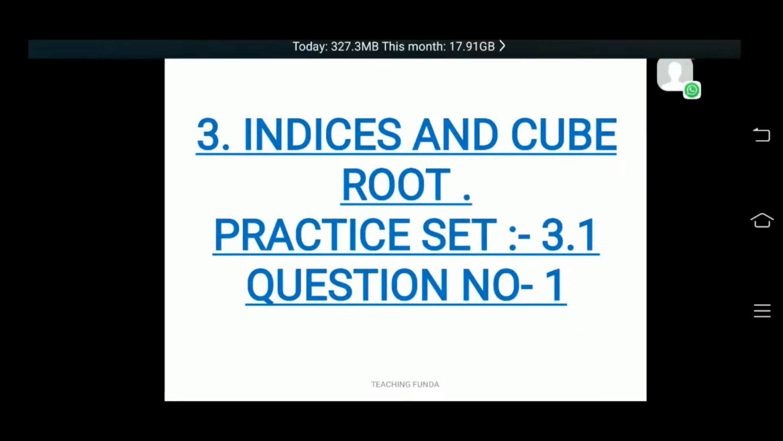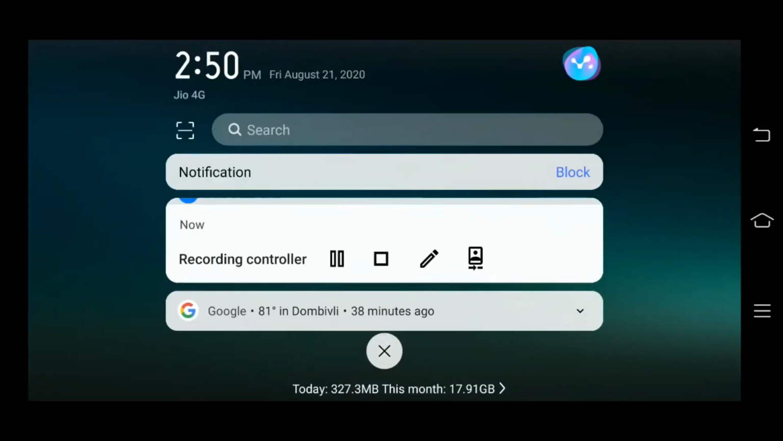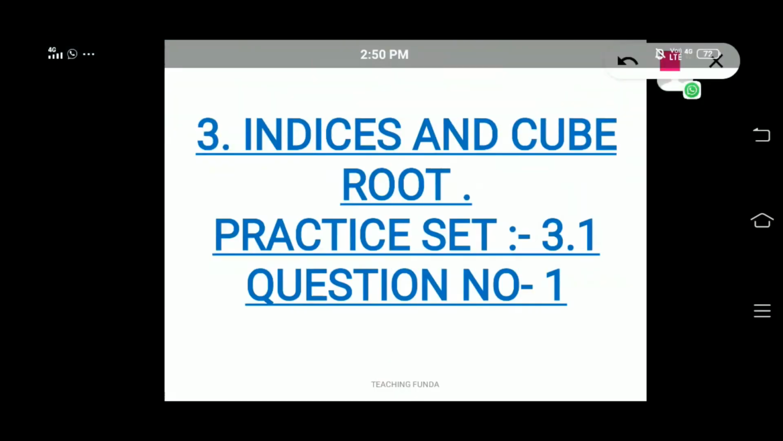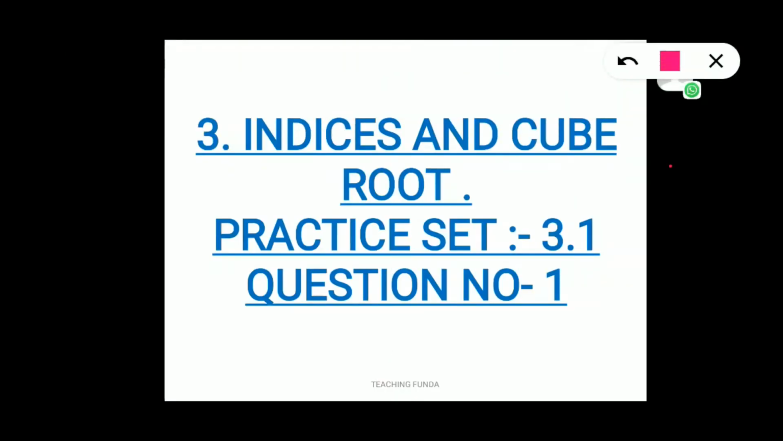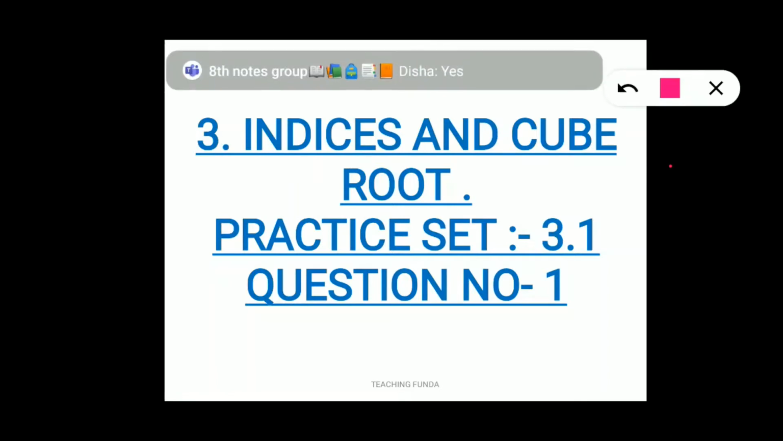Okay students, before going to this video, you must know the laws of indices. For these laws of indices, you can go through my video. Already I explained all these laws in that video. Okay, you go through that, then you will get an idea regarding laws of indices. Okay, now see.